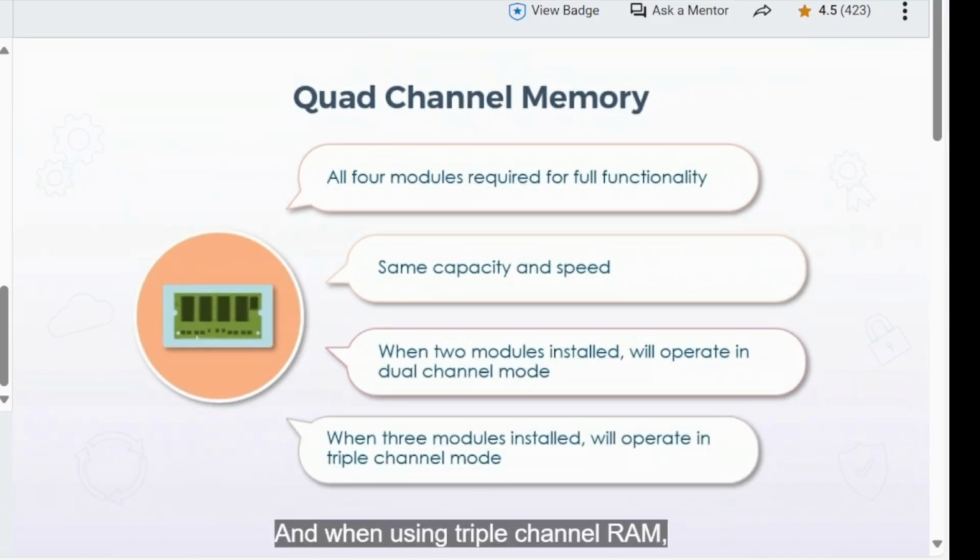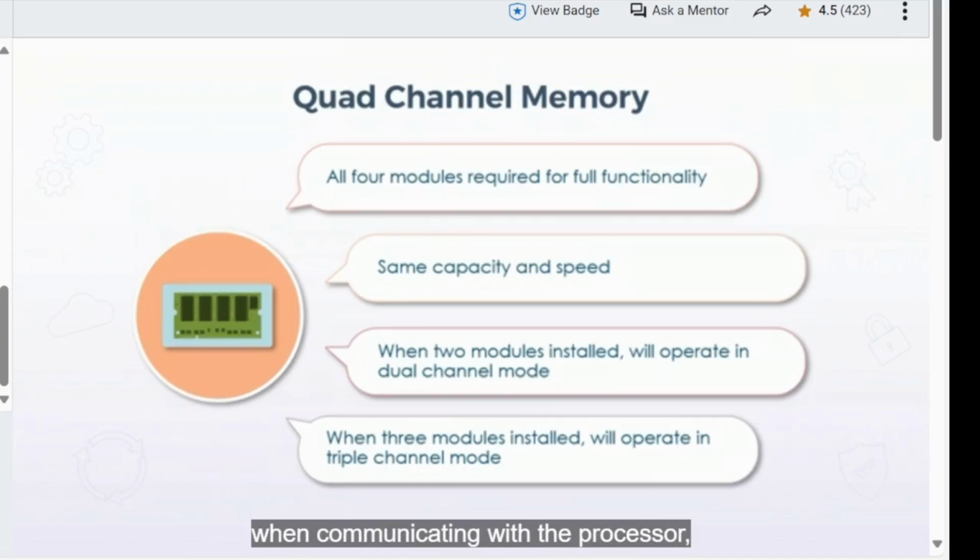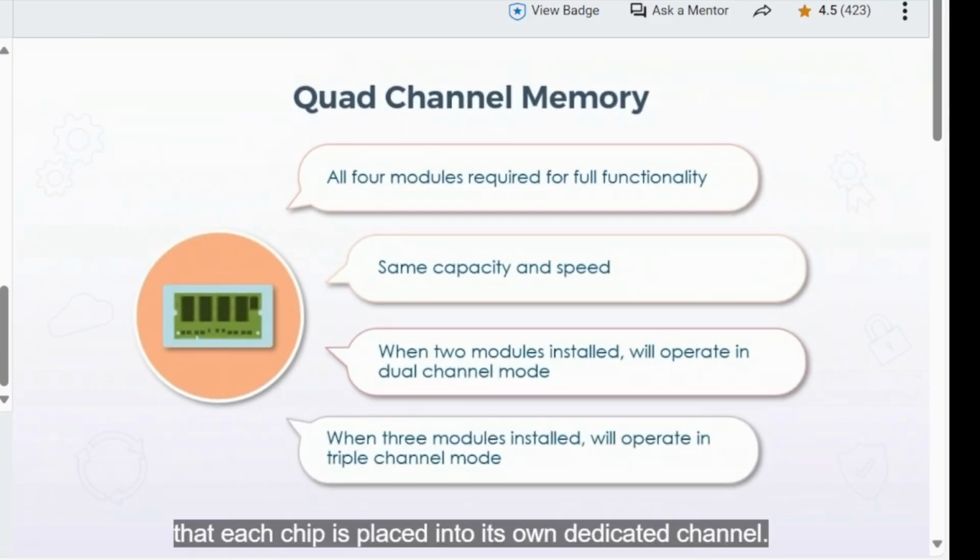So then, of course, if you have exactly 4, then place one in each channel as opposed to 2 chips in channel A and 2 in channel B. Now, if you happen to have 8 slots, then still follow the same pattern. In other words, if you have 6 chips, then install 2 in each of channels A, B, and C. And once again, it will operate in triple channel mode. And if there are 8 chips, then simply fill all 8 slots.